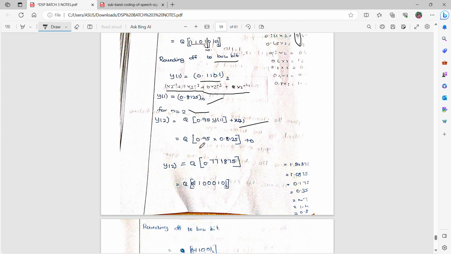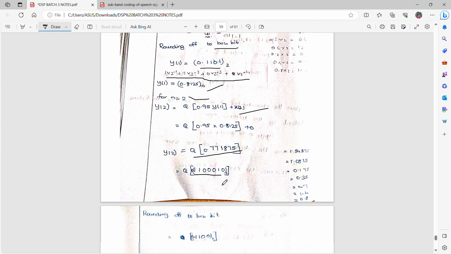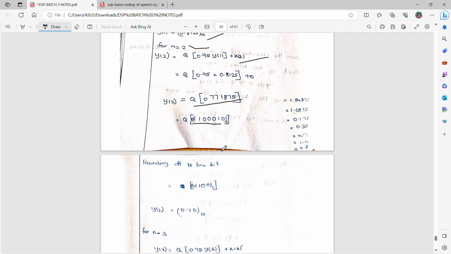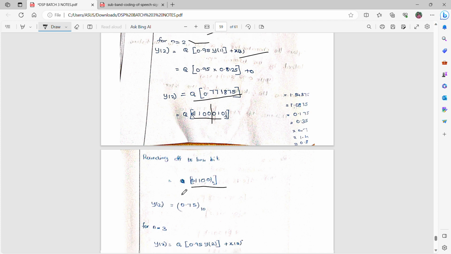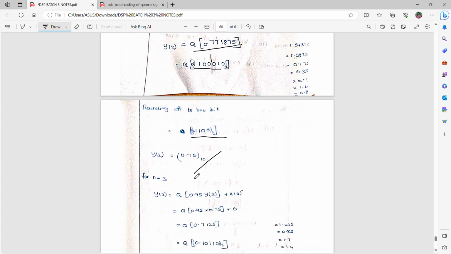Now 0.95 into 0.8125, the decimal value which has been obtained is converted into binary. Let us take the first 4 bits only, that is 1100. Here only 1100 should be considered, and then we convert this binary to decimal again, using 2 power minus 1, 2 power minus 2, 2 power minus 3, 2 power minus 4, so that the decimal value obtained is 0.75, that is y of 2.